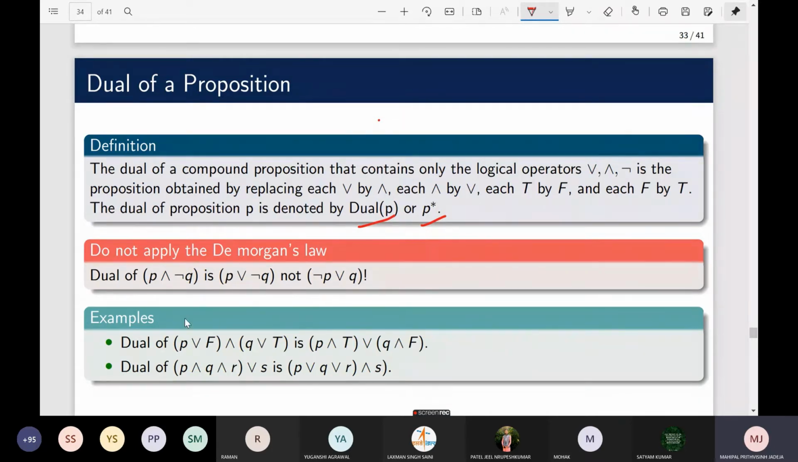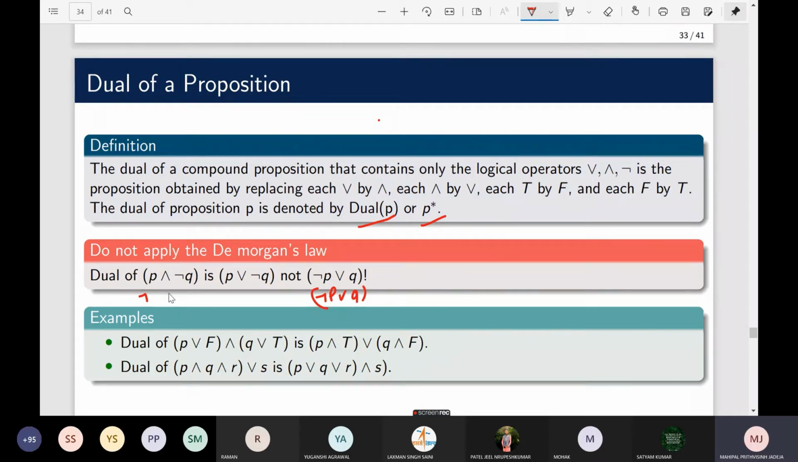For example, if we consider P and negation Q, and then if we try to apply the De Morgan's law here by taking just negation, then we will get negation P or Q, right? So this is nothing but we have just applied negation of the given proposition, and then we applied the De Morgan's law, and then we got this particular equivalent proposition for the given proposition.